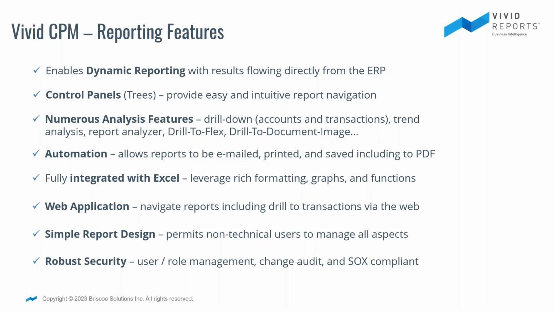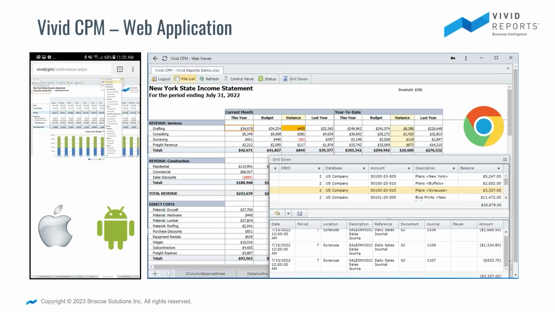So with that, when you're publishing reports, you want to make sure that the appropriate security has been put in place, so users can only see what they've been given access to. So we have all of those features and functionality. Here's a quick screenshot of what our web application looks like. Again, it can be used on any device. So if you have any Mac computers or iPads or Android devices, you can use our web application on all those platforms.